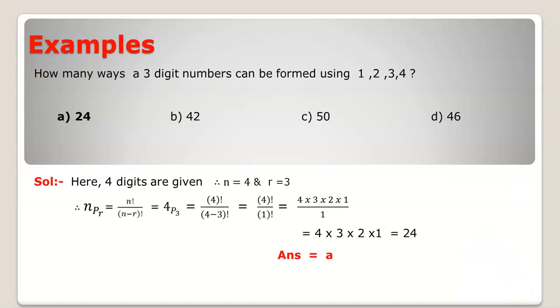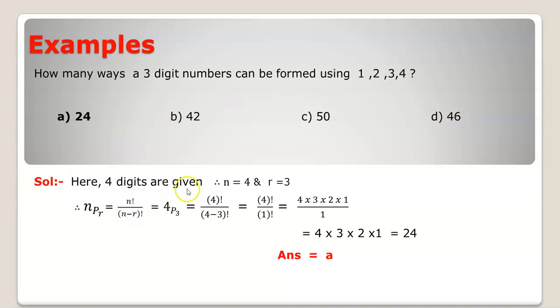Let us see the examples. In how many ways can 3-digit numbers be formed using 1, 2, 3, 4? There are 4 options given here: A is 24, B is 42, C is 50 and D is 46. Let us see the solution.